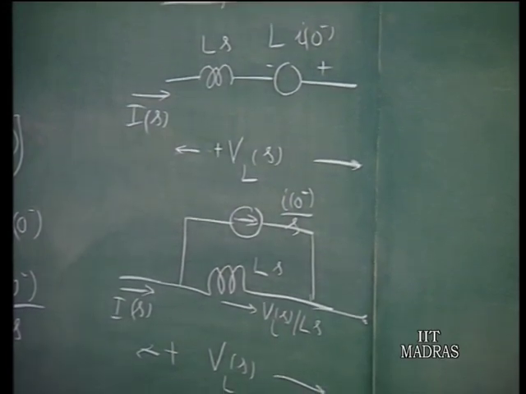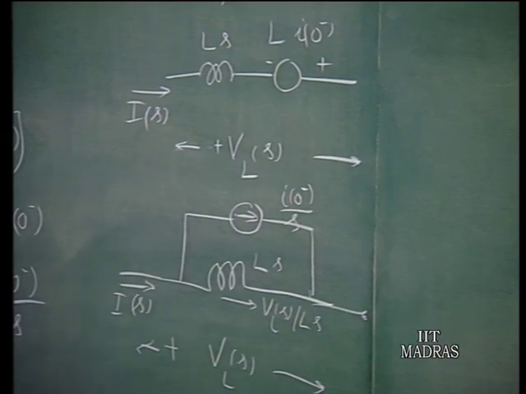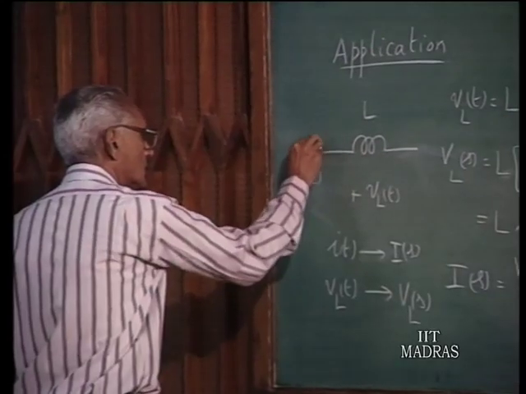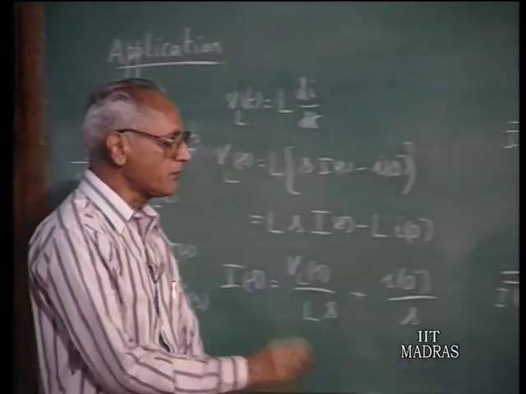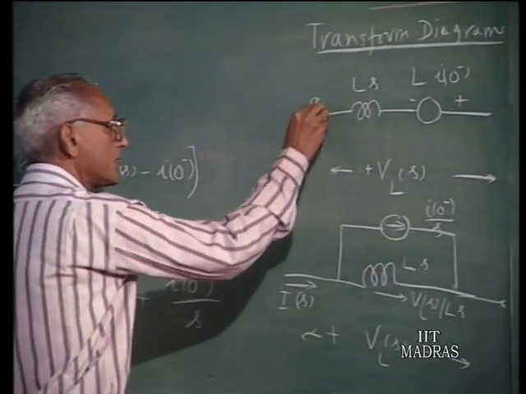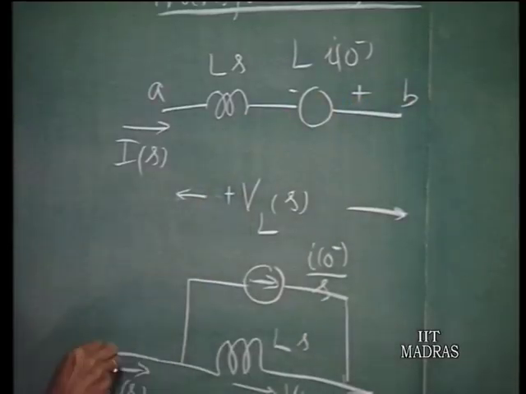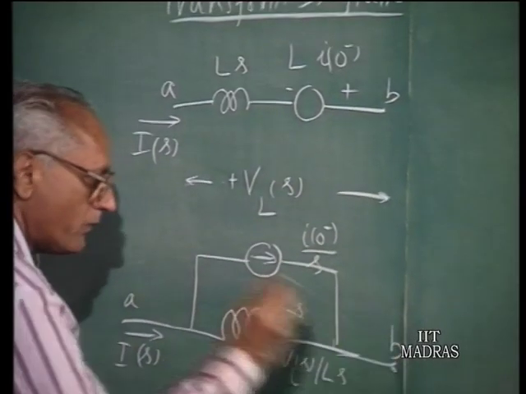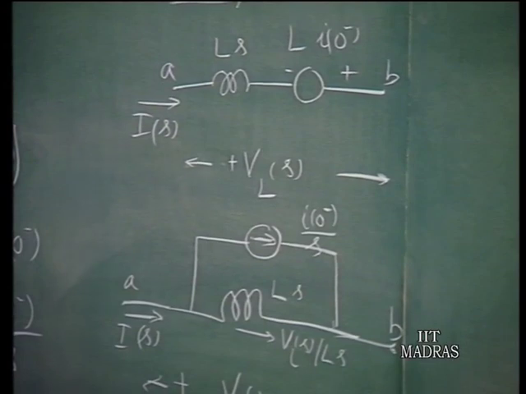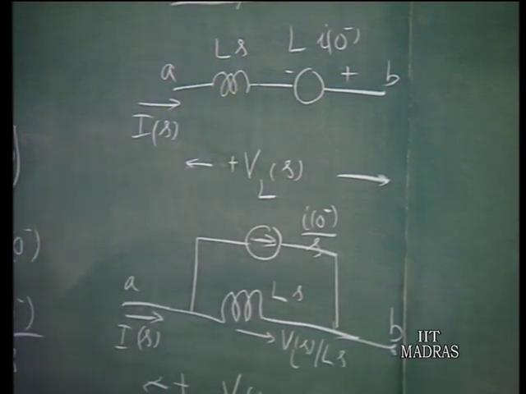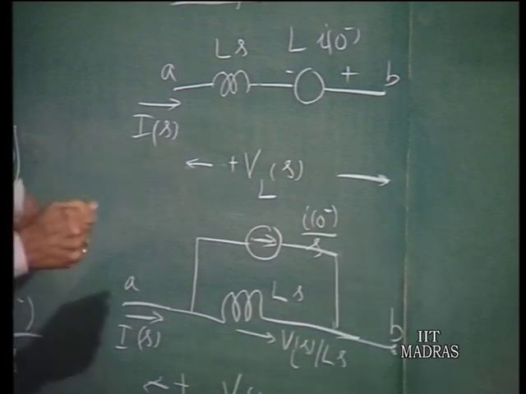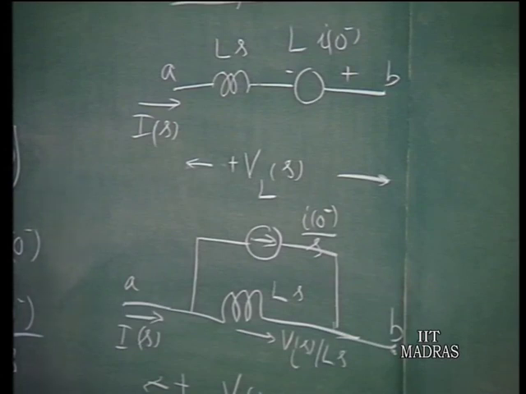The important thing to keep in mind is that if the terminals of the inductor in the actual circuits are A and B here, the terminals in the transform diagram are these A and B. We should not think that the terminals of the inductor in the transform diagram are these two, because the totality of the structure here represents the inductor carrying an initial current. So that is to be kept in mind.